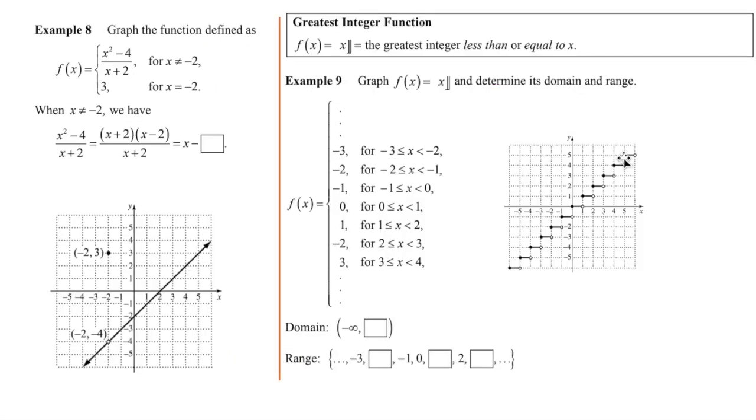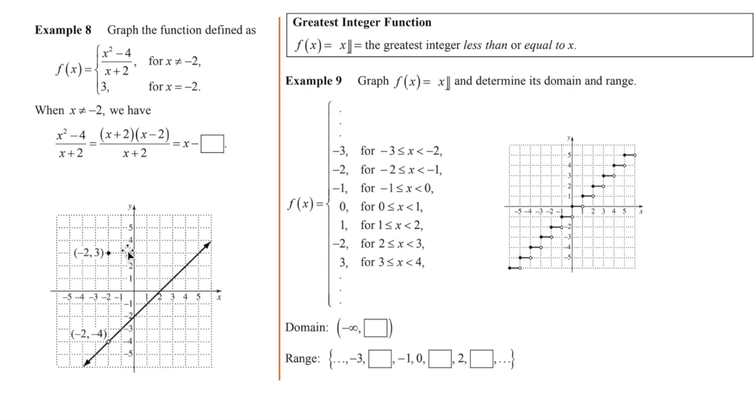Graph the function as defined. We have the function f of x is equal to x squared minus 4 over x plus 2 for values where x is not equal to -2. And when x does equal -2, our value of y will be 3. So ideally, this piece here is just a single point. So when x is equal to -2, y is equal to 3. We plot our point here.